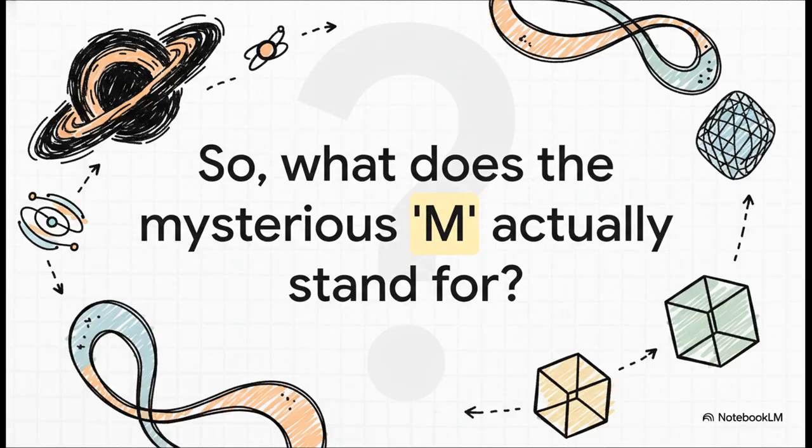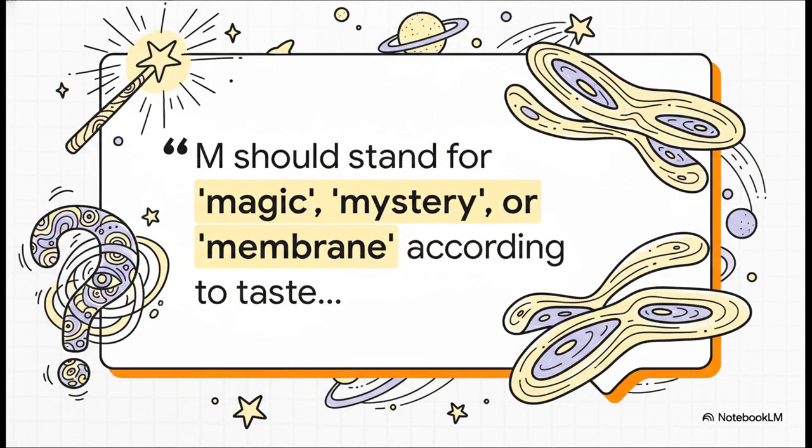Which brings us to the final question, and it's a question that just perfectly captures the current state of this grand quest. After all of this, what does that M in M theory actually stand for? Well, the answer comes from Witten himself. He said the M could stand for magic, mystery, or membrane, depending on your taste. He figures the true meaning will only become clear when we finally understand the theory on a much deeper level.